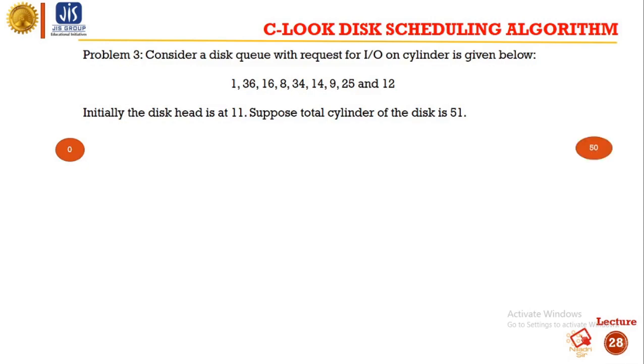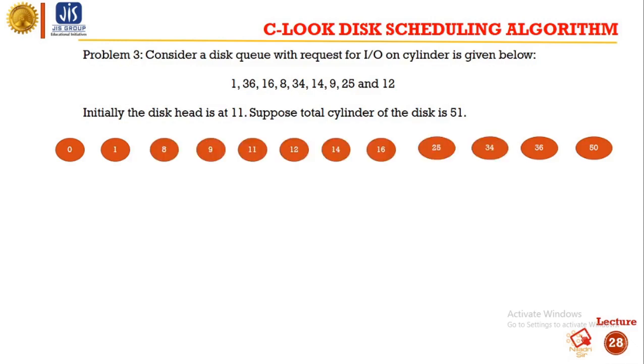So the total head movement is, okay, we'll now put all the elements in between 0 and 50 in ascending order. As you can see, we have put all the elements in ascending order. Now our starting head is at 11. From 11 we can move in any direction. We can move towards 9 or we can move towards 12.